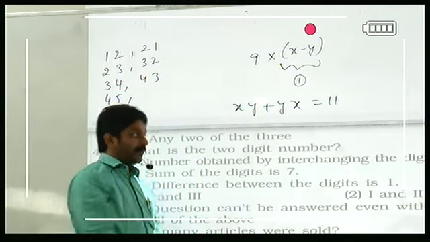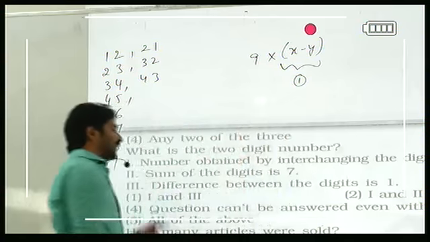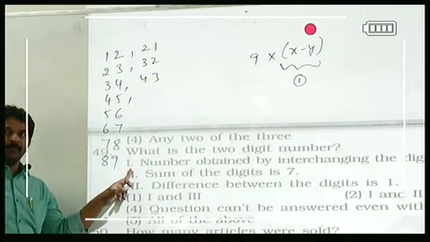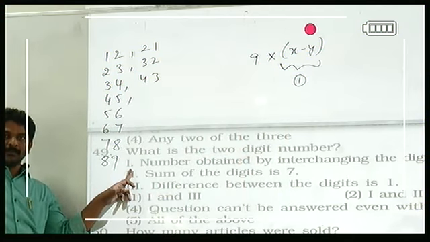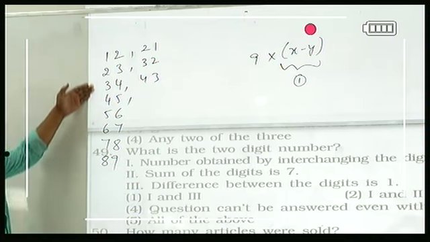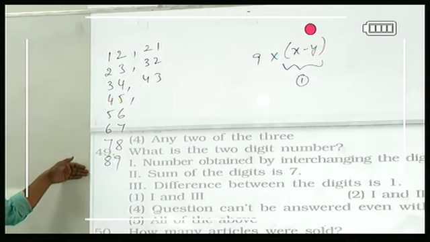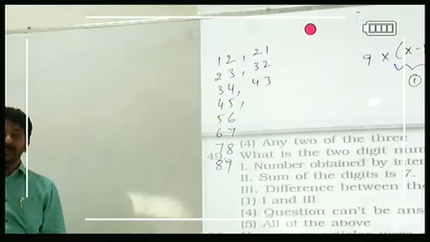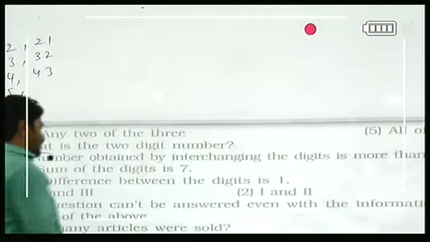Remember this. So will you get the answer from 1 alone? Why? Because we have many combinations, many options. We are not getting a unique answer. Answer cannot be determined.